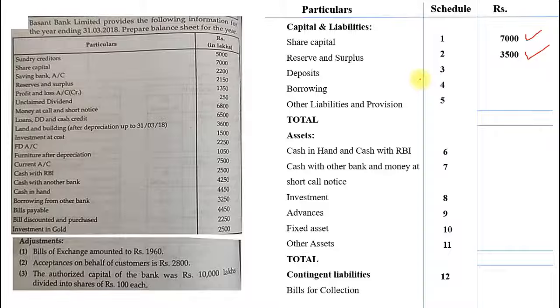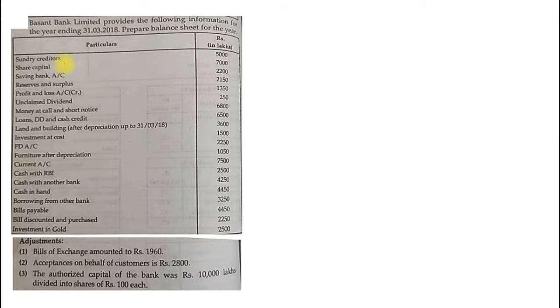Okay, now third is the deposit. Deposit, matlab under the liability side, the deposit meaning when the public had deposited money in the bank. So that becomes a liability of the bank to repay them. So let us see what all things can come under deposits. I can see saving bank, yes. I can see fixed deposit account, yes. And I can see current account.